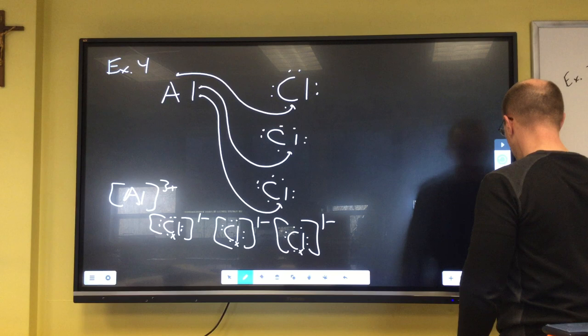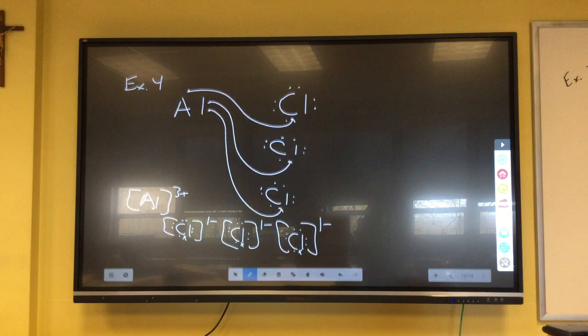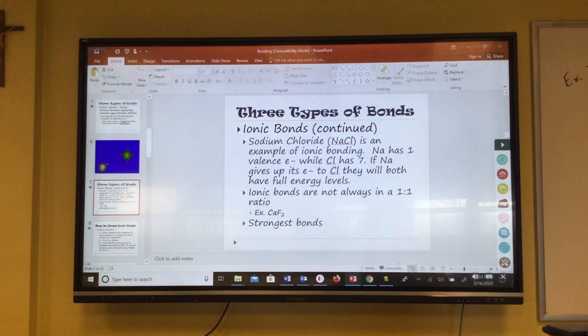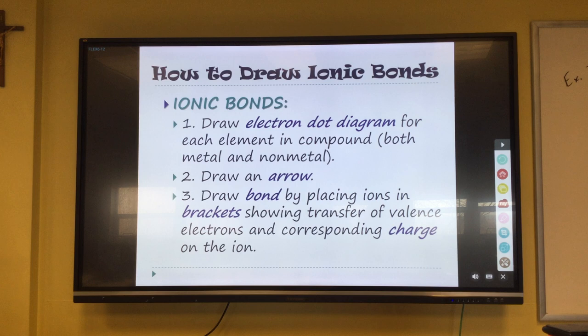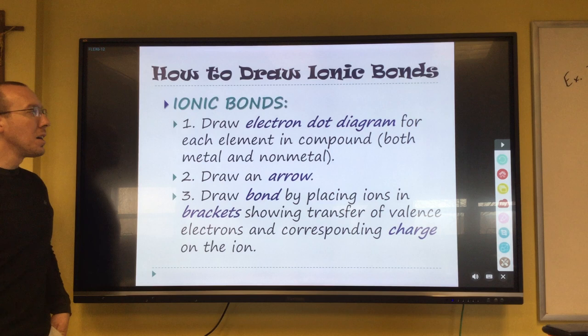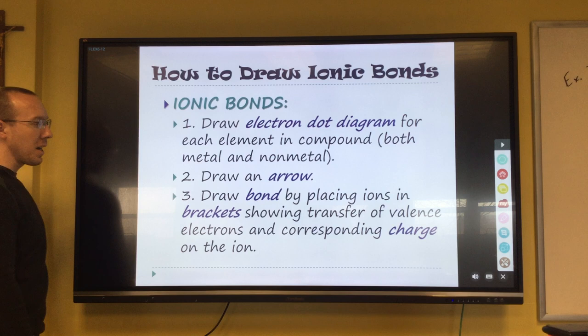Let's go take a quick look at the PowerPoint again. If I can get to it. So here we go. This is actually what I did, okay? I first drew the diagrams for both, electron dot diagrams. Then I drew an arrow showing where the electrons go. And then I put brackets around the ions and showed the charge. So this is actually the steps that you saw me follow.